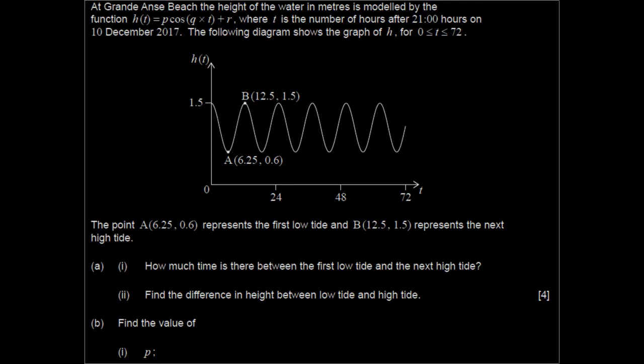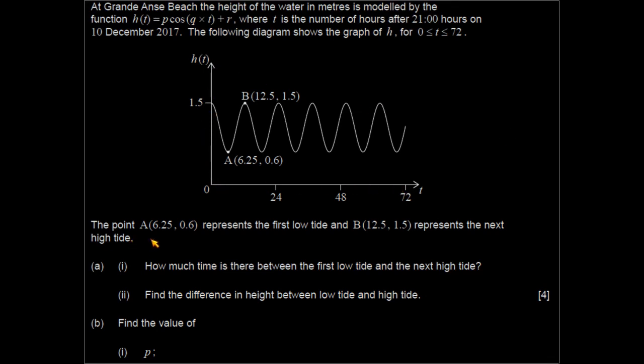Okay, this question says, at Grand Annecy Beach, the height of water in meters is modelled by the function h of t is equal to p cos(q times t) plus r, where t is the number of hours after 2100 hours on the 10th of December 2017. The following diagram shows the graph of h for t between 0 and 72. Then we've got our graph here.